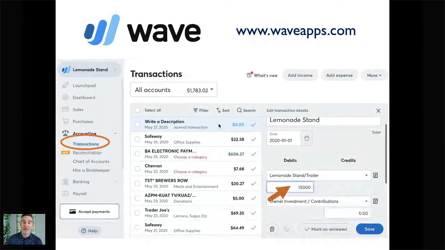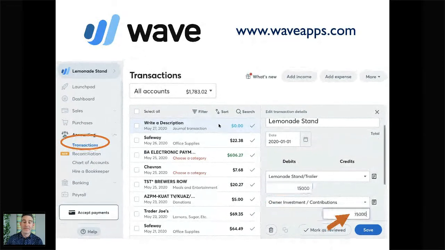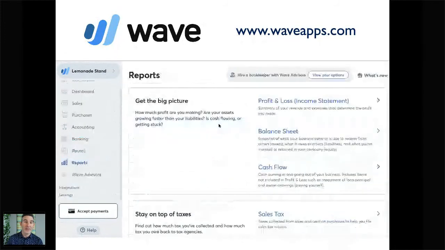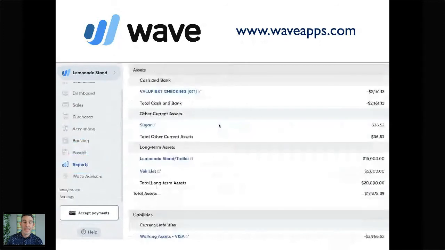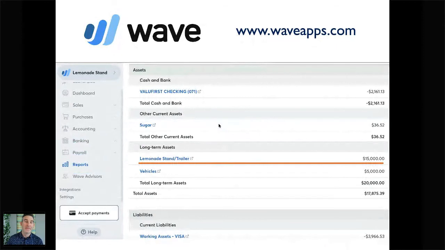And you can see here that once you add $15,000, you get a warning that says unbalanced. This is what I'm talking about. They're not going to let you save the transaction as is without also updating the other side of the balance sheet with $15,000. Once you save that, you can go over to your reports in Wave. You can select your balance sheet, and you can see here we now have a lemonade stand or trailer with $15,000 worth of equipment in there.